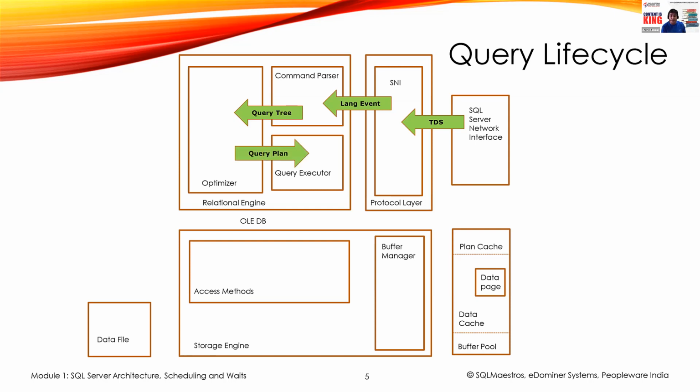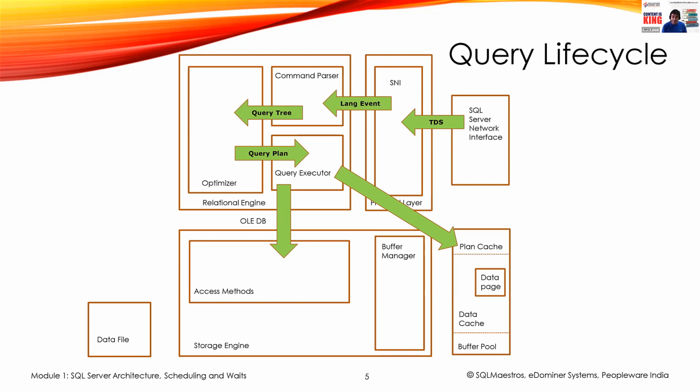The optimizer will prepare an execution plan, and you can see the query plan, and the query executor is the component that is going to execute the query. But remember, one copy of the plan also goes to the plan cache. So at the bottom, you have the buffer pool. The buffer pool has different components, but two memory areas of the buffer pool are the plan cache and the data cache. One copy of the plan goes to the plan cache. The data cache is the portion of the buffer pool which has the data pages that you are going to read.